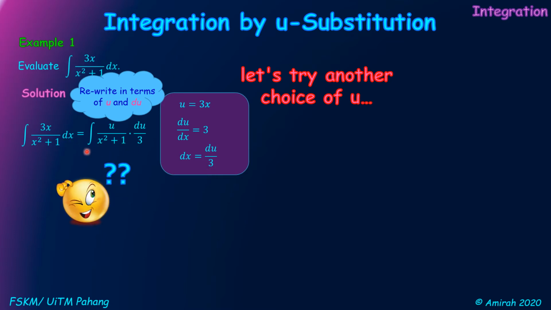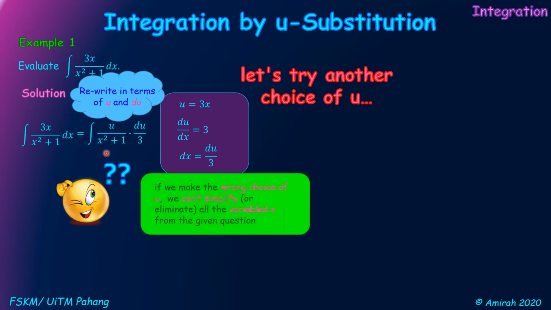But at this point, we cannot simplify the variable x here. So if we make the wrong choice of u, we can't simplify or eliminate all the variable x from the given question. It means this is the wrong choice, right?